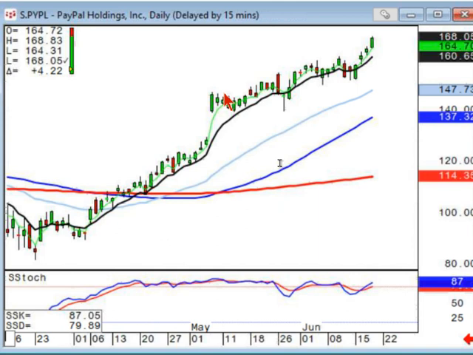PayPal, just stay long. Look at your little bullish engulfing that kept your uptrend going. We did Apple. We did FSLY.